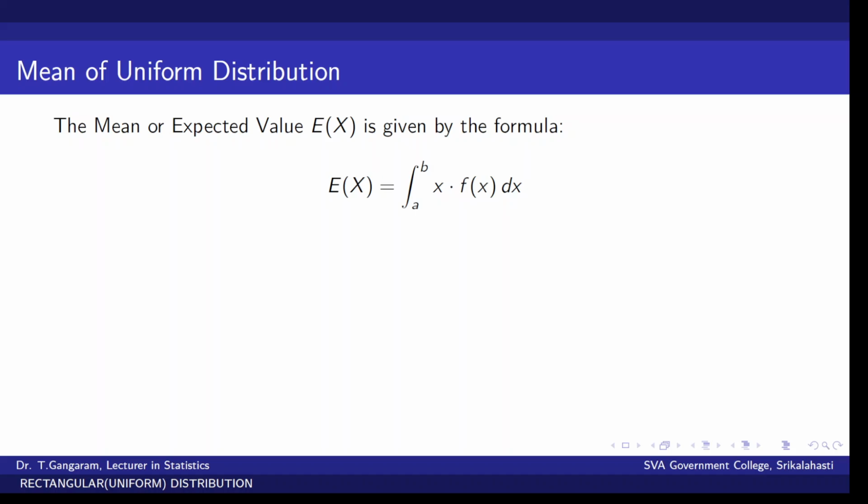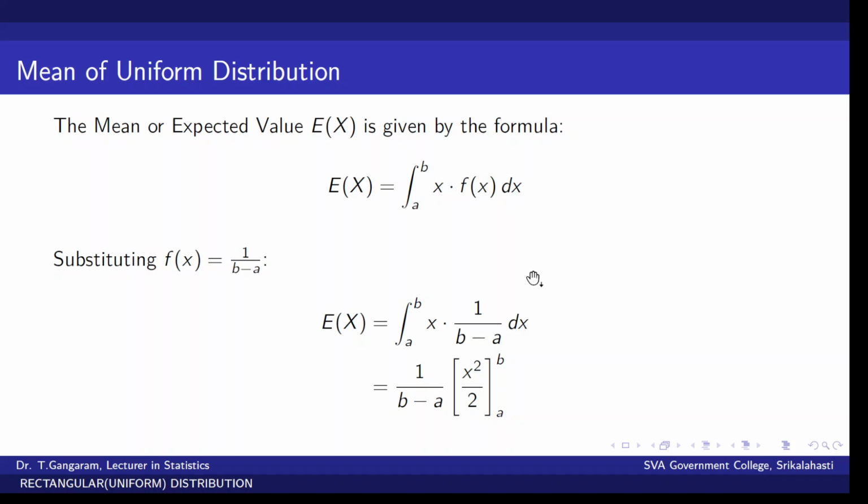Next, we derive the mean of the uniform distribution. By the definition of mean or expected value, expectation of x is equal to the integral from a to b, over the range, of x f of x dx. This is the definition of expectation of x or mean of x in the case of a continuous random variable. Substituting f of x as 1 by b minus a, expectation of x is equal to the integral a to b of x times 1 by b minus a, and 1 by b minus a comes out.